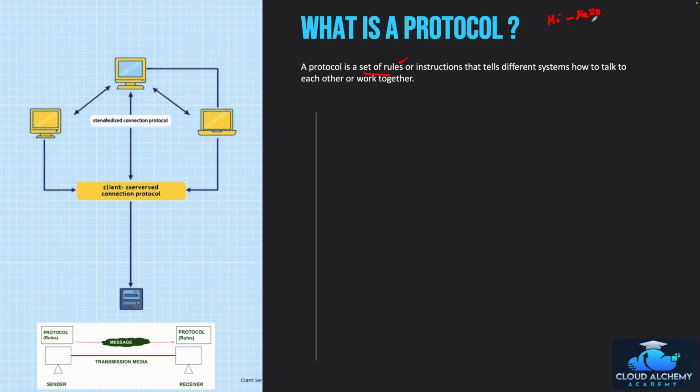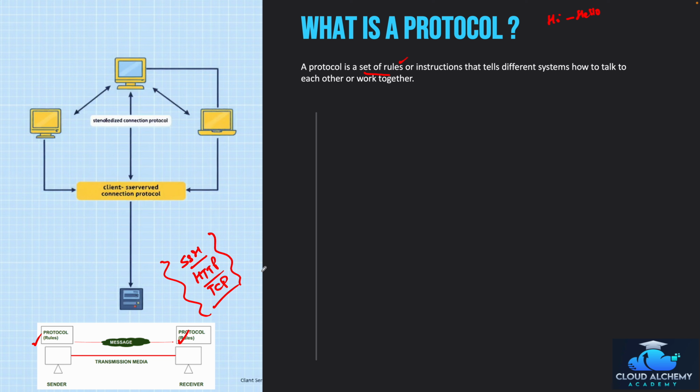Now, if you talk about machines, how do machines talk, right? The machines always follow a protocol. There could be different protocols they could follow. You could follow an SSH protocol, you could follow HTTP protocol, you could follow TCP protocol. So all these are examples of protocols. A protocol is a set of rules or instructions that tells different systems how to talk to each other or work together. So if you see, here is a sender, here is a receiver. The sender is talking to the receiver and they're following a specific protocol.